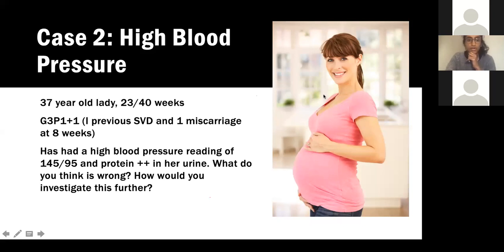Preeclampsia, yes, we've got a pretty high suspicion for preeclampsia. How would we investigate this further? What would we do next? FBC, good. Anything else? Check her reflexes. Yes, you want to take a thorough history, examine her. Yes, ask about headaches, visual disturbances, exactly.